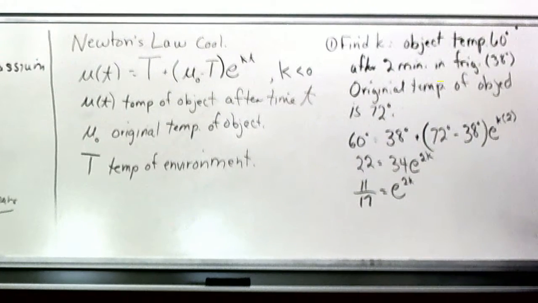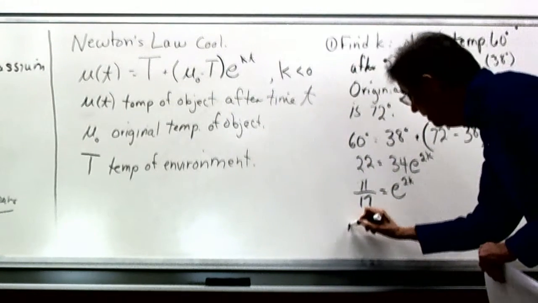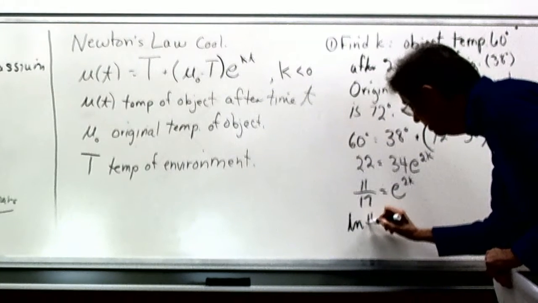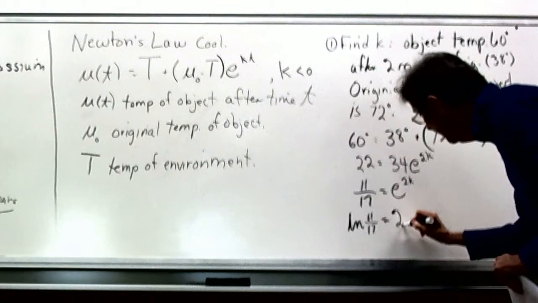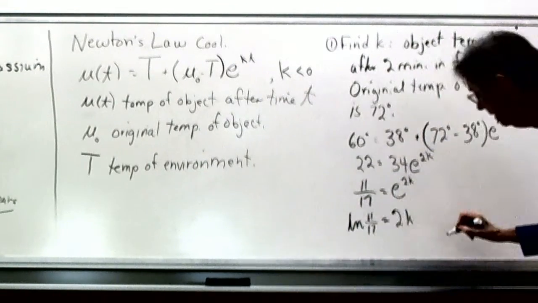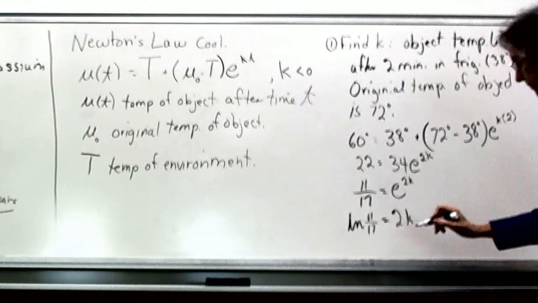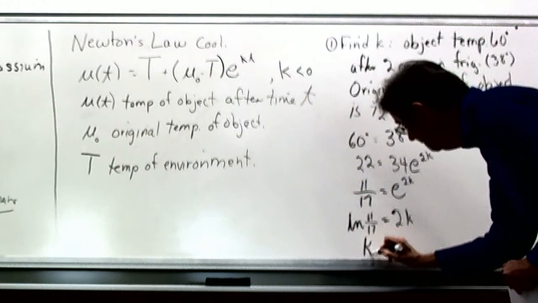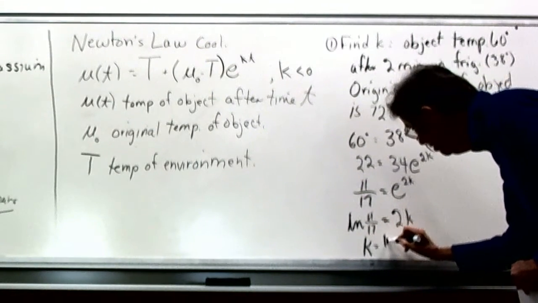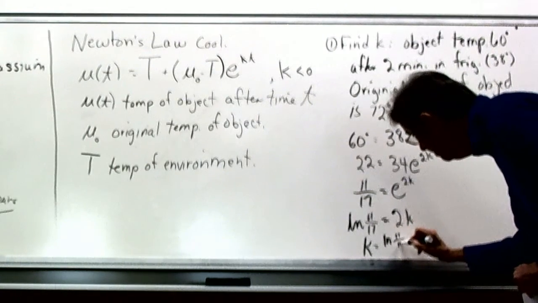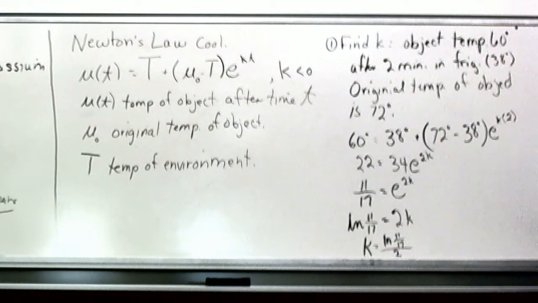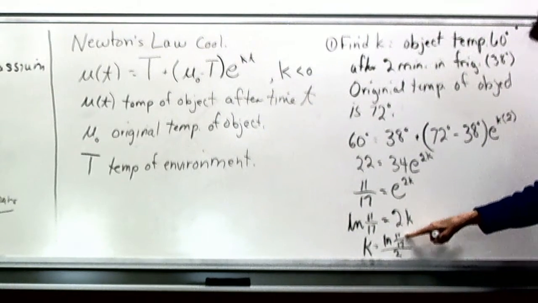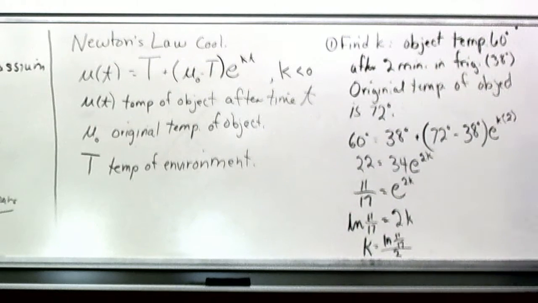And we can change it to the natural log form. Natural log of 11 over 17 is going to be 2k. And when we divide by 2, we get our value of k that we're looking for. k is the natural log of 11 over 17, all divided by 2. That turns out to be a negative number because we're taking the log of a number between 0 and 1. So that will be a negative decimal.